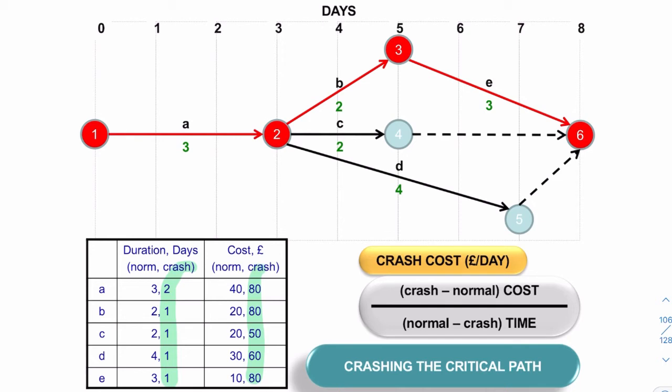So remember, our critical path was A, B, E. And we want to reduce that 8. So what should we crash? Should we crash this? Should we crash that? Or should we crash that? Which activity should we be crashing? So you need to do the calculation and see how much crashing each activity would cost.